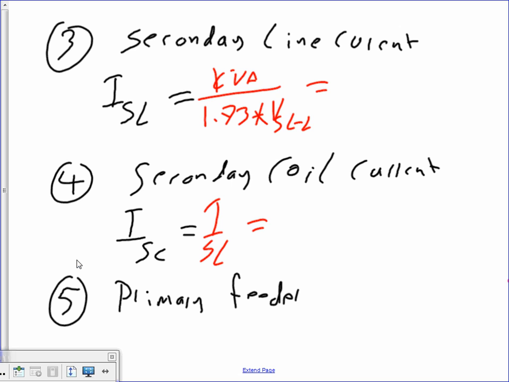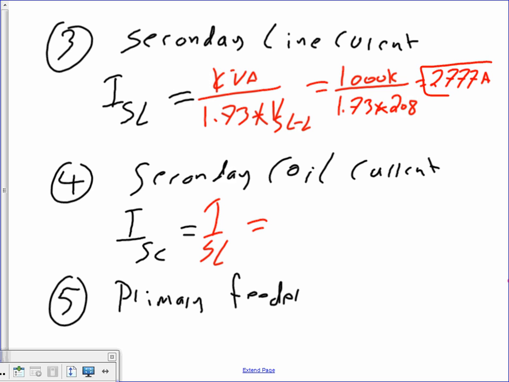The secondary line current, guys: you take the kVA and divide it by the secondary line-to-line voltage. Very easy. Take the same kVA, divide it by 1.73 times the voltage, which is 208 this time. If you do this, that'll give you a healthy 2,777 amps.